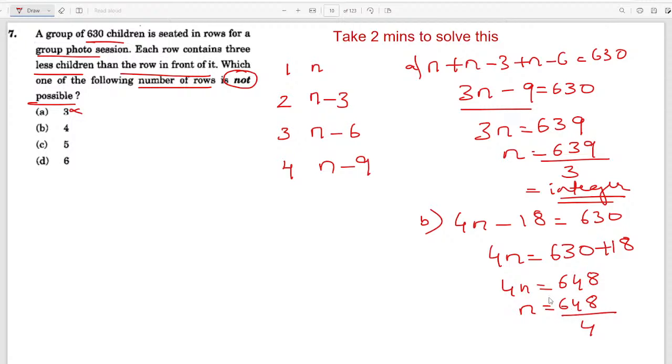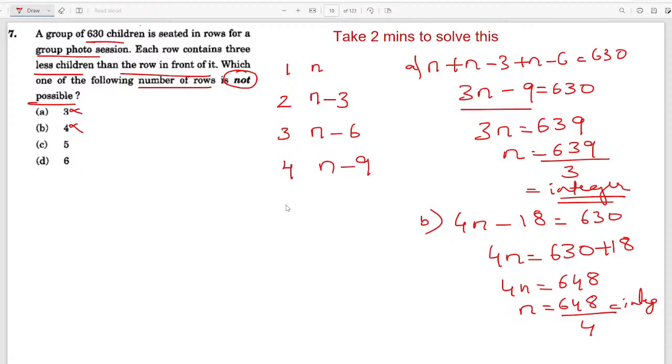Again, when we were looking at the rules for numbers divisible by 4, we had said that if the last 2 digits are divisible by 4, then the whole number will be divisible by 4. In this case, the last 2 digits are 48, and 48 is clearly divisible by 4. So n will be an integer again. So 4 rows can be possible, and I'll eliminate this.